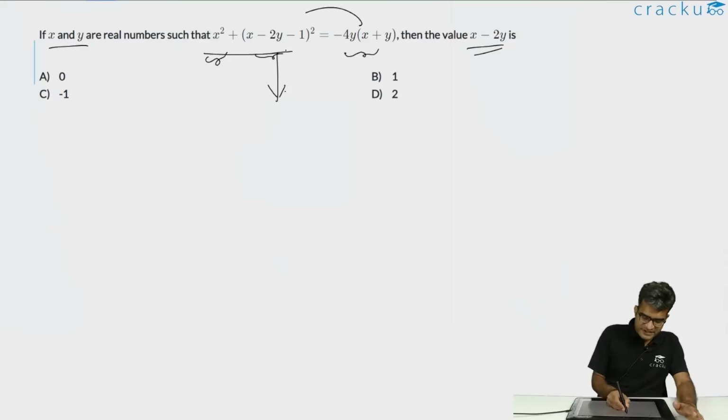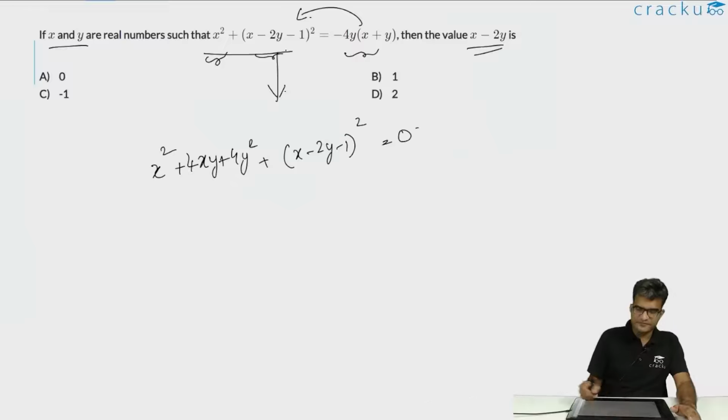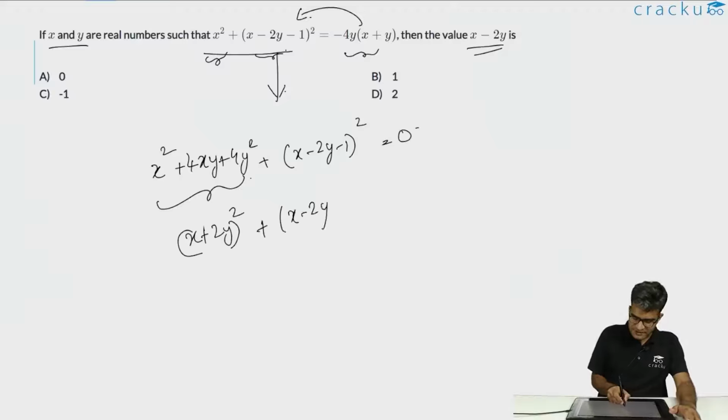So we can bring this to the other side and it becomes equal to x square plus 4xy plus 4y square plus x minus 2y minus 1 whole square is equal to 0. Now this itself is x plus 2y whole square. So this is x plus 2y whole square plus x minus 2y minus 1 whole square is equal to 0.